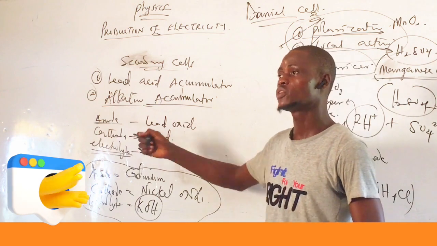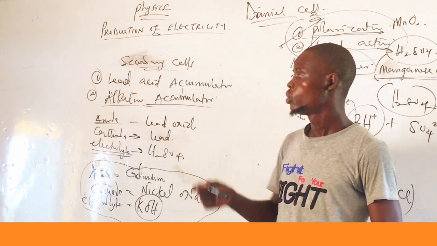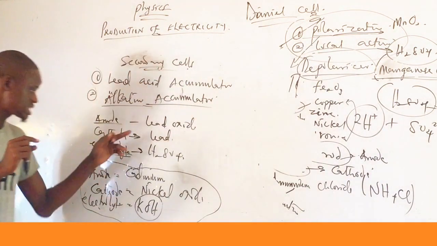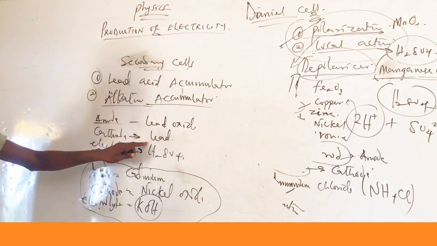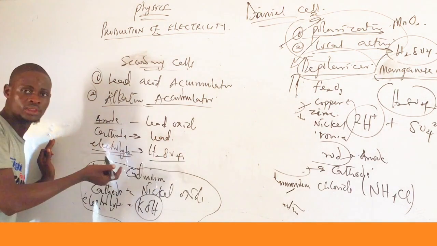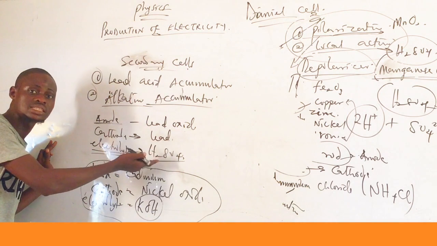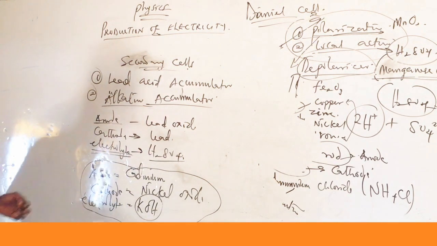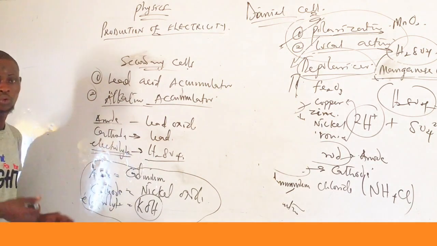So the cathode is made of the metal itself. Are you getting it? The anode is made of the oxide of the metal, and the cathode is the metal. Then we can use any one. This one here is an acidified tetraoxosulphate(VI) acid. Normally this is always used for the electrolysis of water.